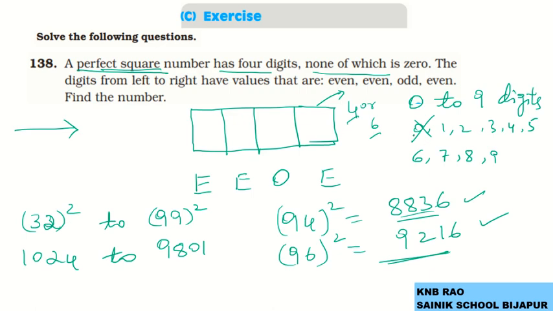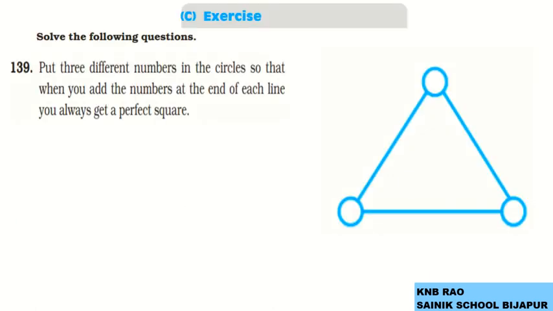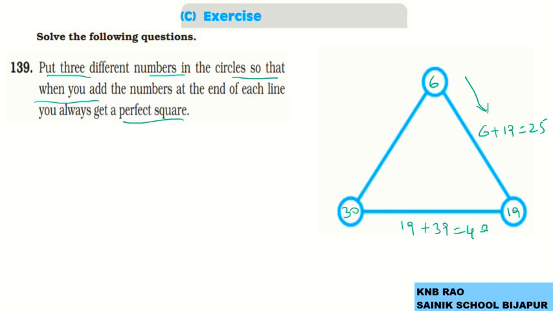Now coming to the next question, number 139. Put 3 different numbers in the circle so that when you add along the line, it gives you a perfect square. Here the right answer will be: one number being 6, another being 19, another being 30. So 6 plus 19 gives you 25, which is a perfect square. 19 plus 30 gives you 49, which is a perfect square.